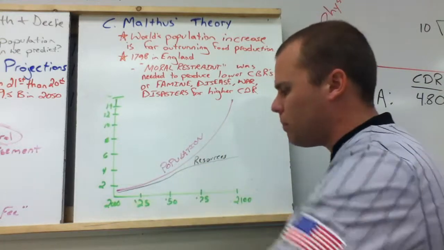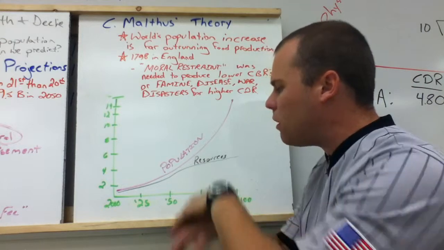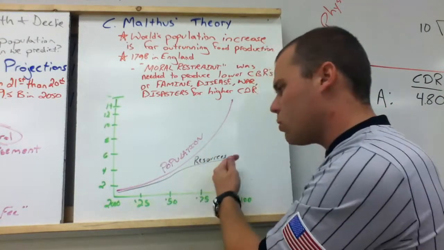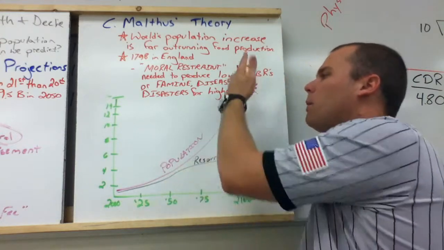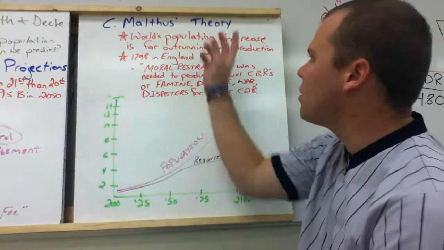This is his projection. Okay, this is in 2000. By 2025, by 2050, the population is going to start to outgrow the resources. By 2100, the resources are going to steadily be here, and the population is going to be way up here in the billions, in the 14 billion range. That was Thomas Malthus's theory.